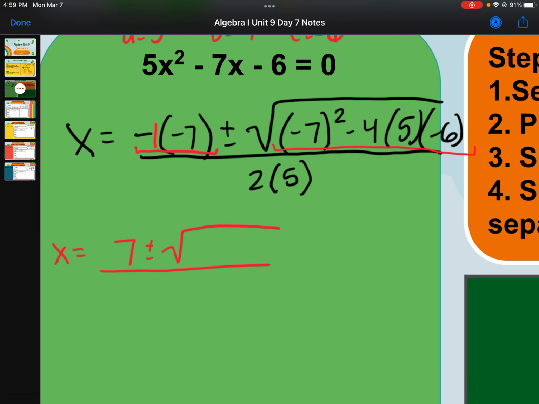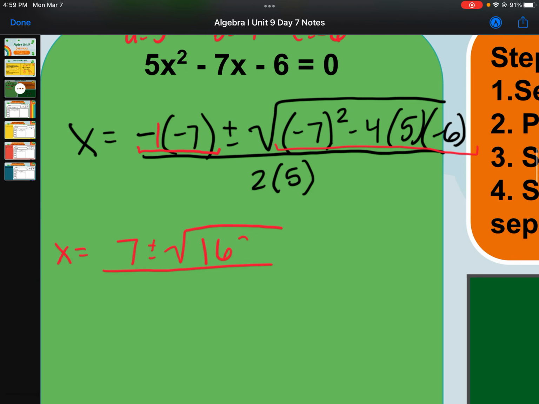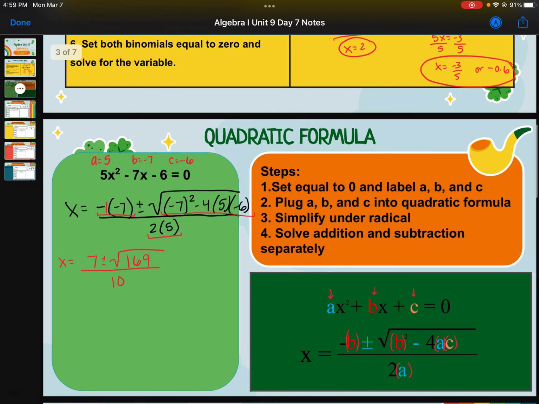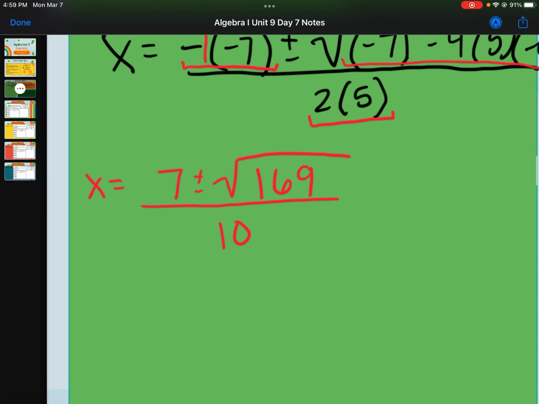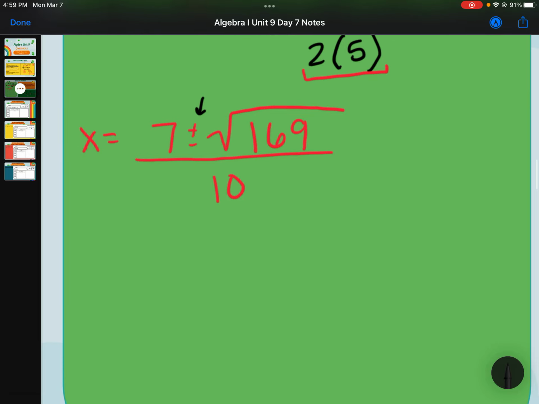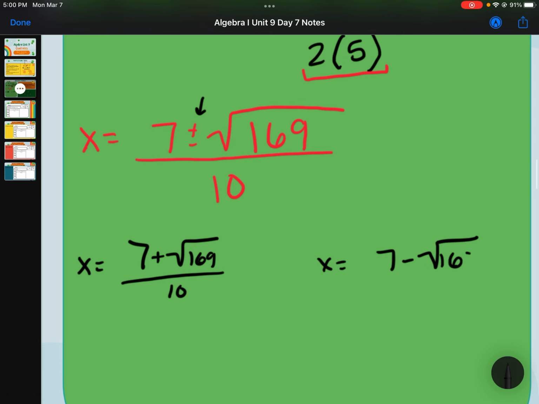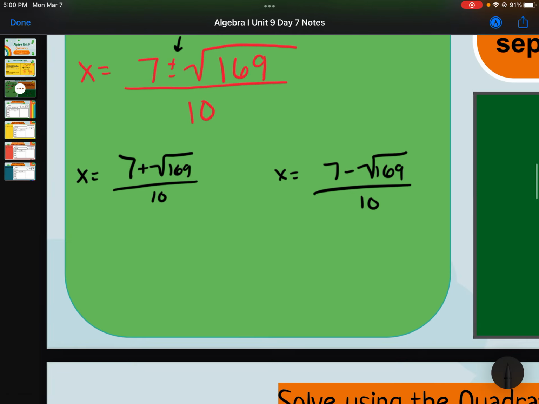So let's bring it back over here. Underneath the radical is 169. And then I have 2 times 5 underneath the fraction. That's 10. Step 4 says solve addition and subtraction separately. So as you notice, when we started this, we had a plus or minus right here. So that is 2 different problems. So that is 7 plus square root of 169 over 10, and 7 minus square root of 169 over 10. 2 separate problems.